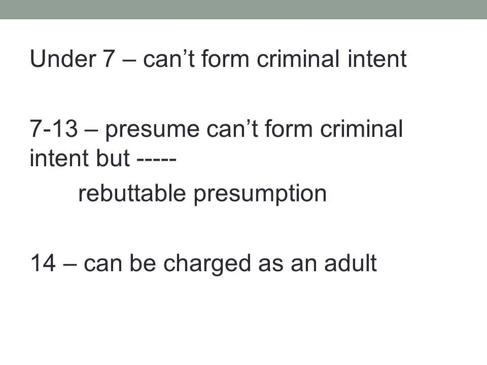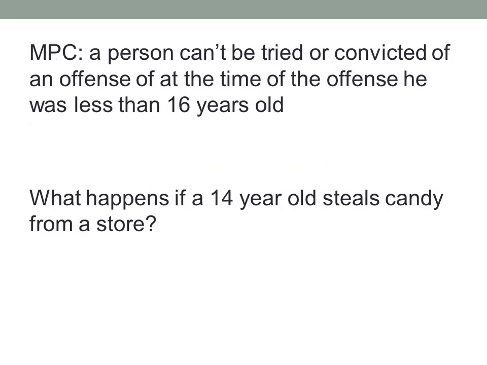And the model penal code, their rule: a person can't be tried or convicted of an offense if at the time of the offense he was less than 16 years old. It looks like there's a typo. So 16 and older under the model penal code, whatever state has that, which I'm going to guess is North Carolina, based on what I've already told you, you can be tried as an adult.